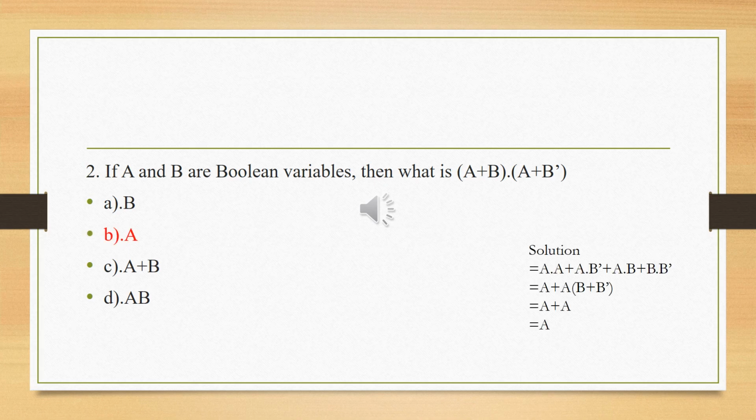So the solution for this question is multiplying: this becomes a into a plus a bar into b bar plus ab plus b b bar, and this b b bar becomes 0, and this a into a, the answer is a. Here the term a is common, so taking a outside, this becomes b plus b bar, that is equal to 1, and the remaining terms are a plus a, and a plus a we know the answer is a. So here the answer is a.